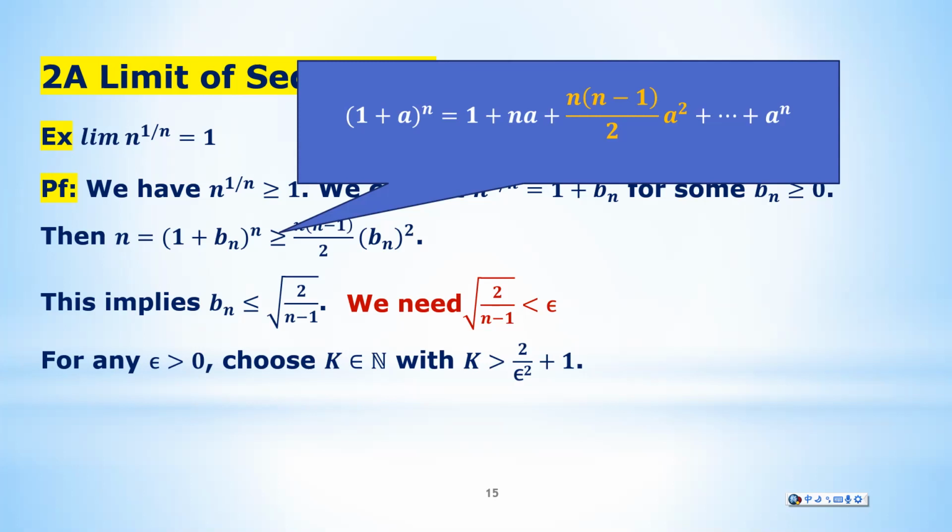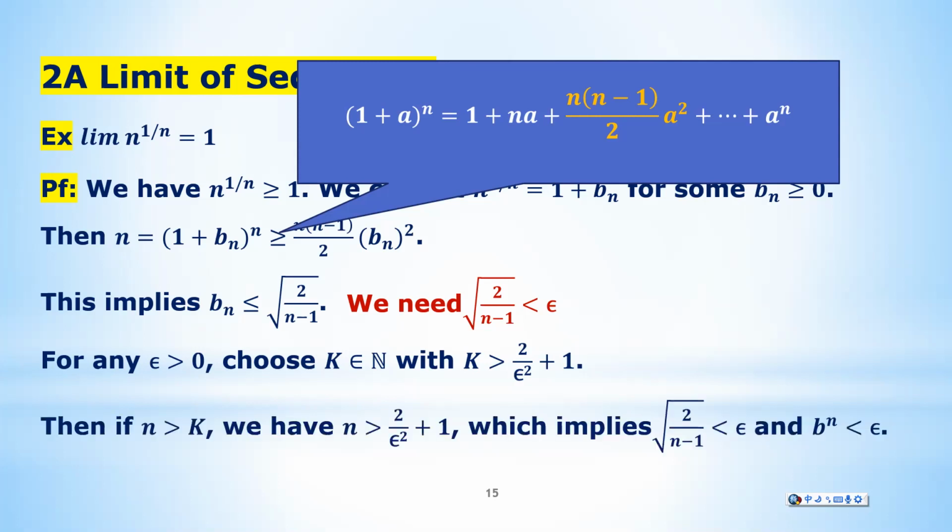So that's a requirement for the k. So for any given epsilon, you choose k greater than this number. And then when n is greater than k, n is also greater than this number. This will imply that square root 2 over n minus 1 is less than epsilon, which will give you bn less than epsilon. And finally, you can write that therefore n to the power 1 over n minus 1, which is equal to 1 plus bn minus 1, which is equal to bn, is less than epsilon. And then this is proved. So that's a proof of this inequality.